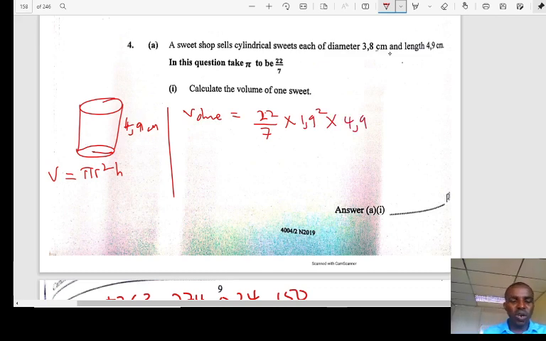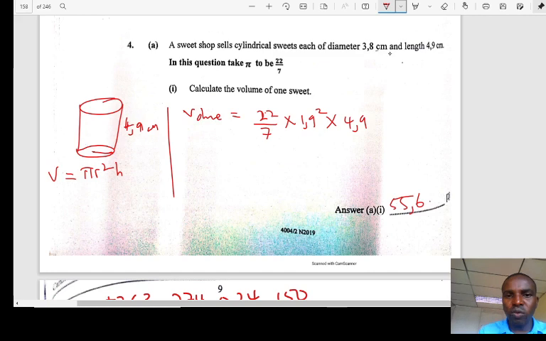Then you can punch in your calculator. You can say 22 times 1.9 squared times 4.9. Then the answer that you get, you divide by 7. It's 55.5. To 3 significant figures, it's 55.6.